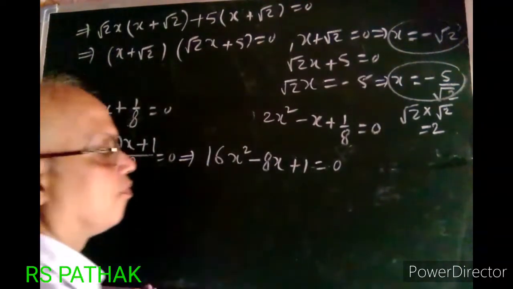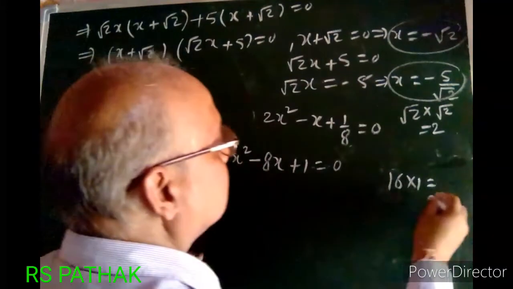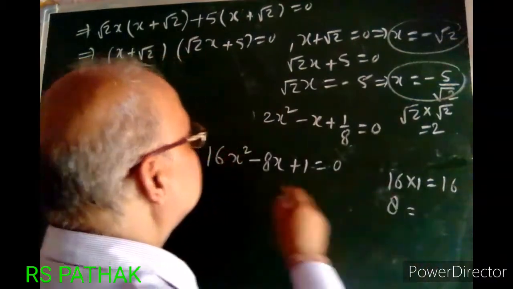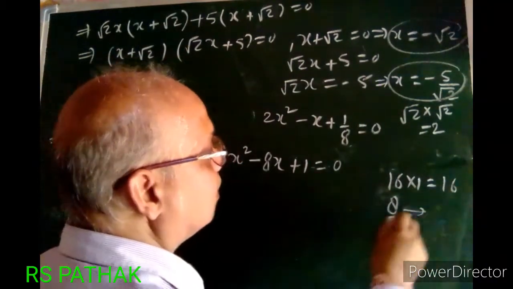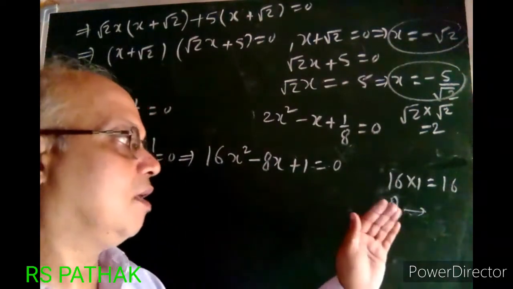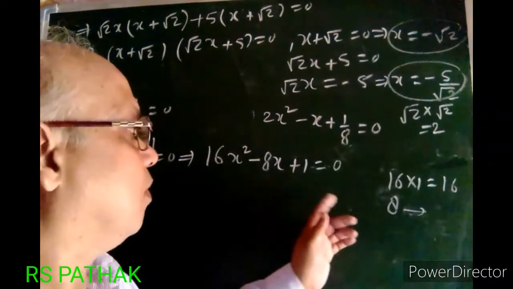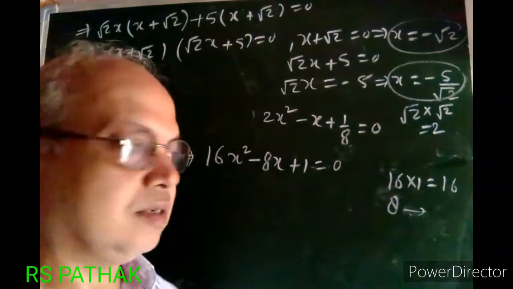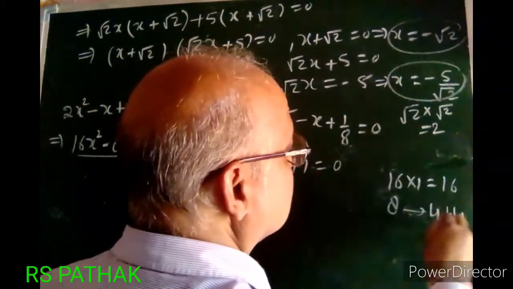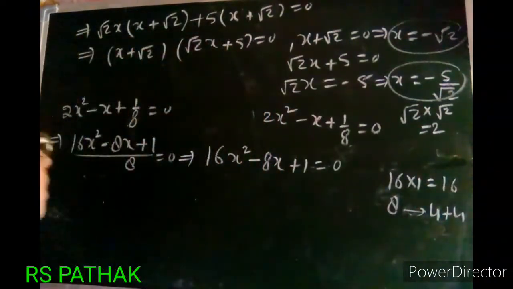Now 16 into 1, multiply of first and last is 16. You have to break the middle term 8 into two terms, the result should come either by adding or subtracting 8, and after multiplication the result should come 16. What would be? 4 plus 4. 4 plus 4 is 8, and 4 times 4 is 16. Clear?